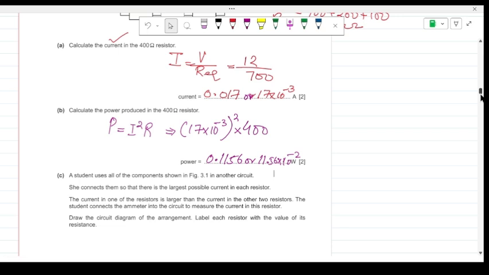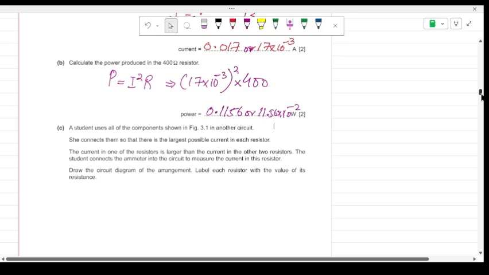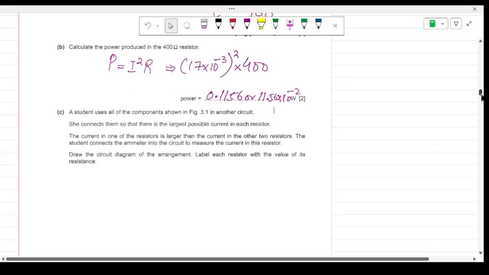Now part C says the student uses all the components as shown in the figure. We have 3 resistors, 1 ammeter, and 1 power supply. He connects them so that there is the largest possible current in each resistor, such that the current in one resistor is larger than the current in the other two resistors. The student connects the ammeter into the circuit to measure the current in the resistor. Draw the circuit of the arrangement, and label each resistor with the value of its resistance.